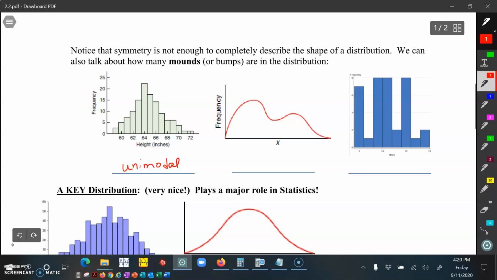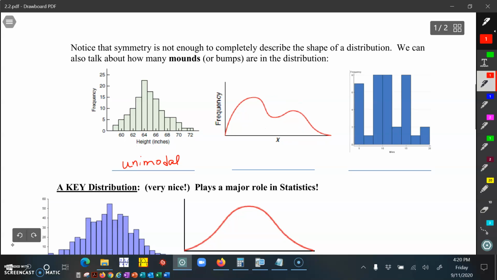Uni is the prefix for one, and then modal, we're going to talk more about what mode is, but you might already know mode is the most frequent. So think of this as like there's only one most frequent value, one mode, unimodal. If you have two bumps, as in this one here, two places that are kind of the most frequent, two is bi, so bimodal. Bimodal, two places where you kind of have a most frequent value.